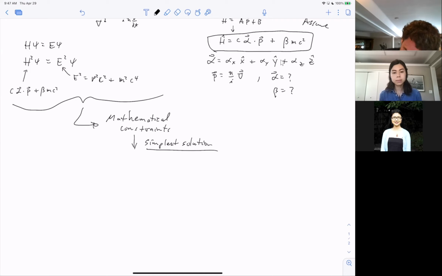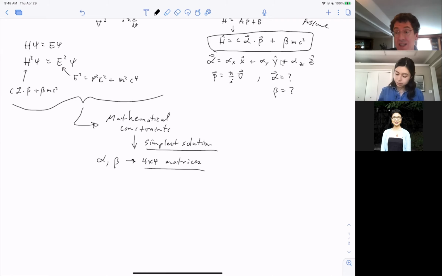I need alpha and beta to become 4x4 matrices. That's pretty clever. It requires some mathematical sophistication to recognize that, but it's not so hard. You could do it. You can step through the logic. It's not beyond you. And then he asked, which matrices solve those constraints? And he basically solved it.